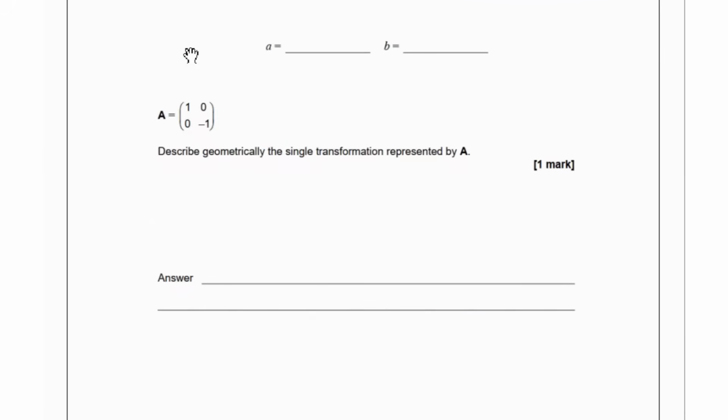Then next we have matrix A, and they want us to describe geometrically the single transformation represented by A. Whenever the 1 is negative over here, that means the shape was reflected in the x-axis.